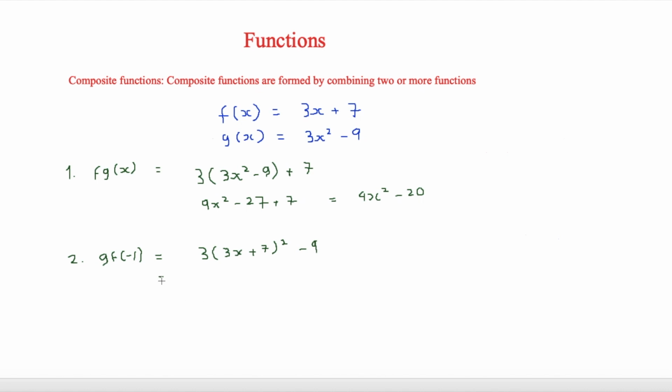Now this is therefore equal to 3 times 9x squared plus 42x plus 49, minus 9. And once we times everything by 3 and then minus the 9, we will have 27x squared plus 126x plus 138.